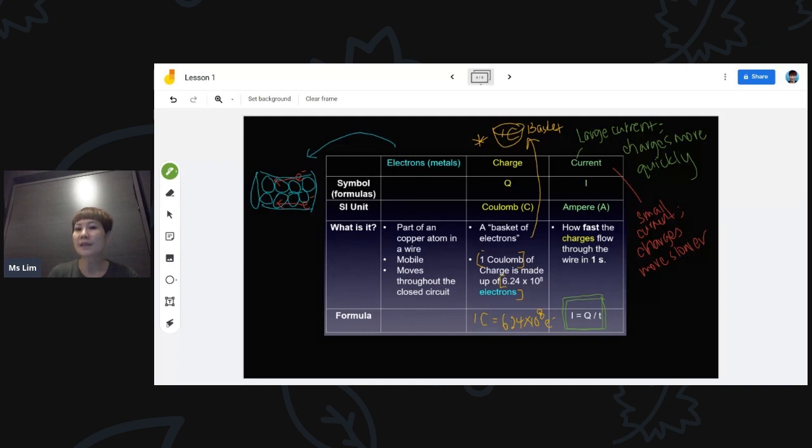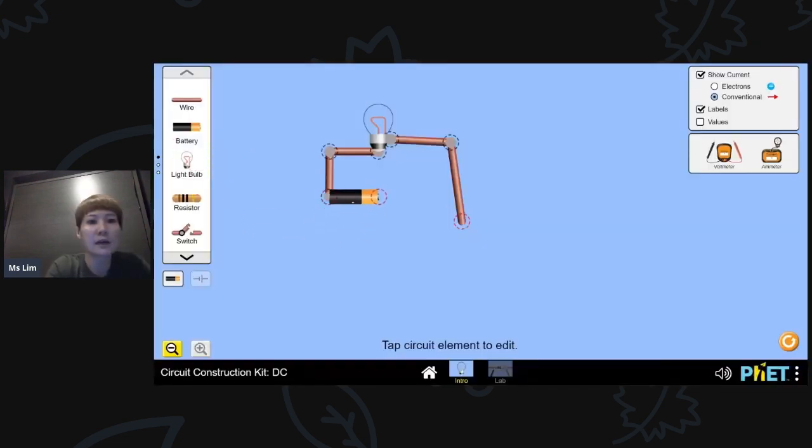So there is a formula when it comes to calculating current. Current is therefore equal to the amount of charge divided by the total time. That will tell you how large or small the current is. Okay, so now let's take a look at a simulation, a battery.